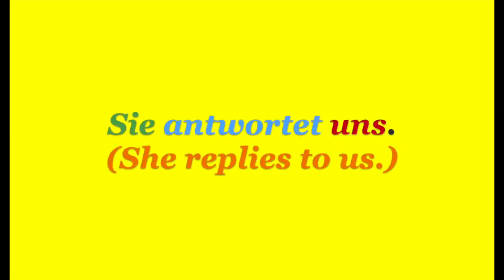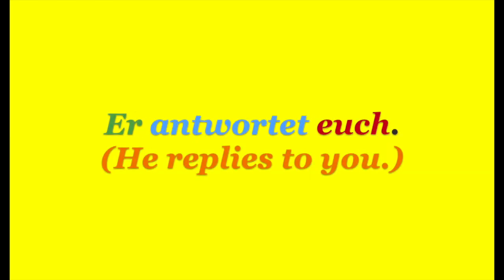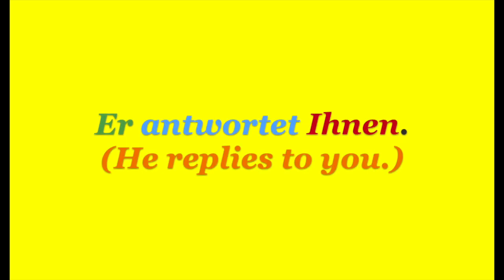Uns is the first person in plural, to us. Sie antwortet uns. She replies to whom? To us. Sie antwortet wem? Sie antwortet uns. For the second person in plural, to you, euch. Er antwortet euch. He is answering to you, plural, informal, of course. You know as well the formal approach for singular and plural will be the same.